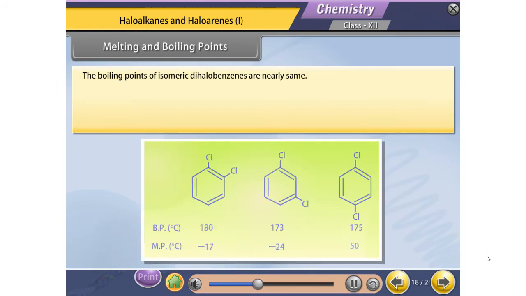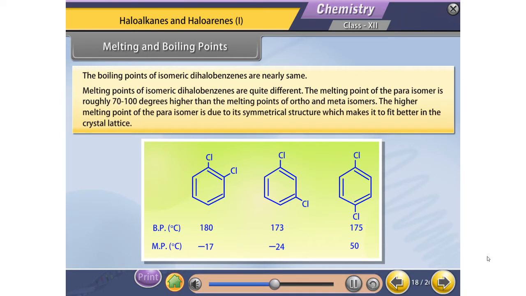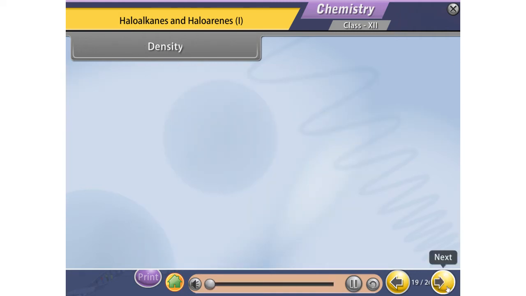The boiling points of isomeric dihalobenzenes are nearly the same. The melting points of isomeric dihalobenzenes are quite different. The melting point of the para-isomer is roughly 70 to 100 degrees higher than the melting point of the ortho and meta-isomers. The higher melting point of the para-isomer is due to its symmetrical structure, which makes it fit better in the crystal lattice. Density.